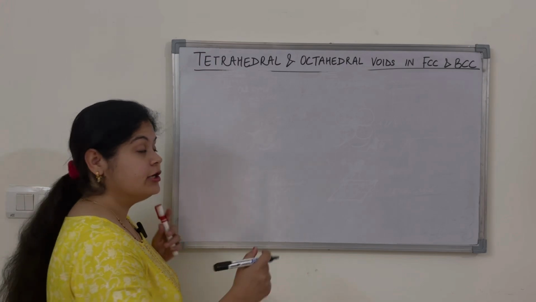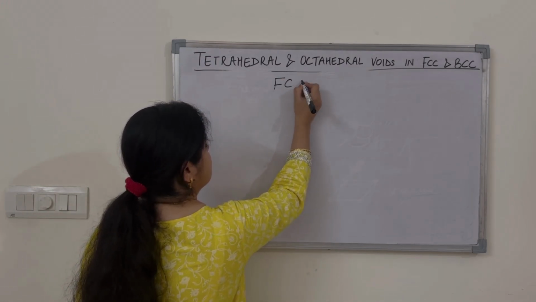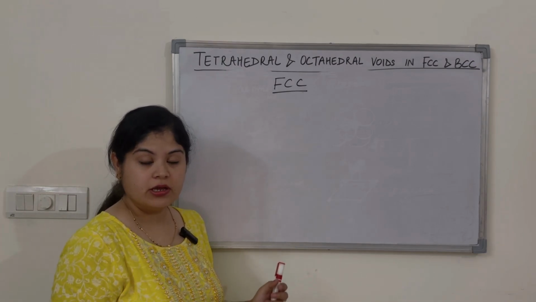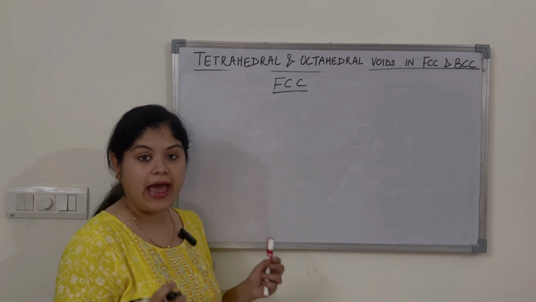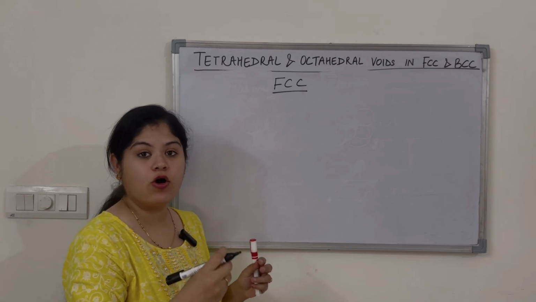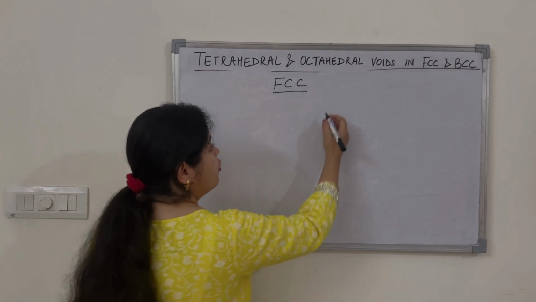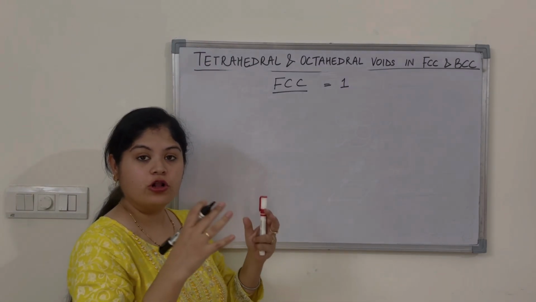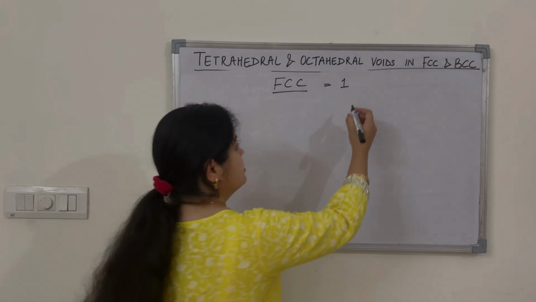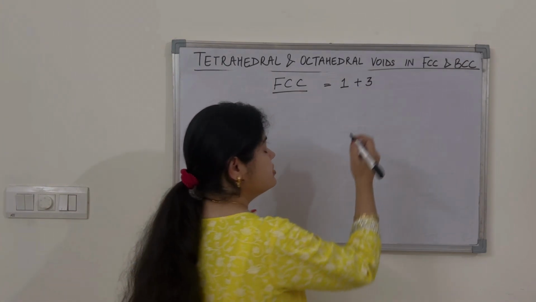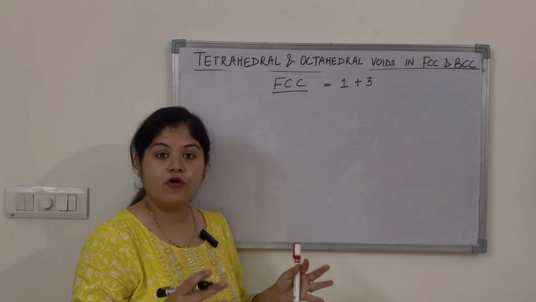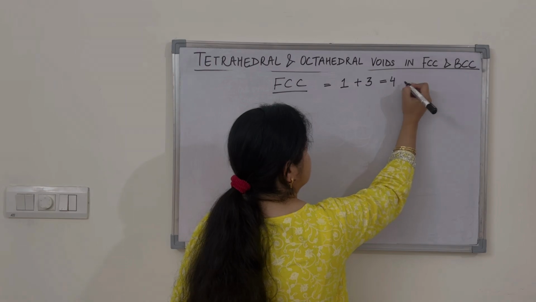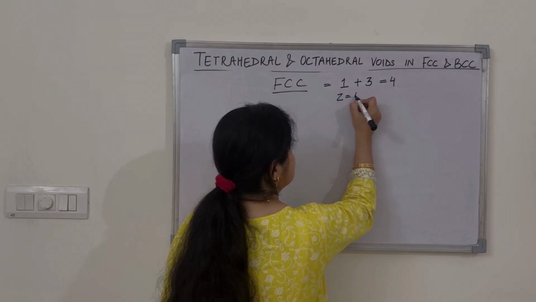So in a face-centered cubic structure, we all know that there are atoms at the 8 corners of a cube, and there are atoms at the centers of all the faces. So we have one atom which is the contribution of all the corner atoms, and 3 atoms which is the contribution of all the face-centered atoms. So total atoms are 4. So Z is equal to 4.